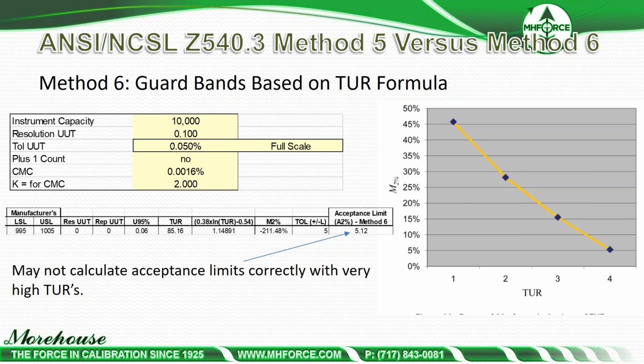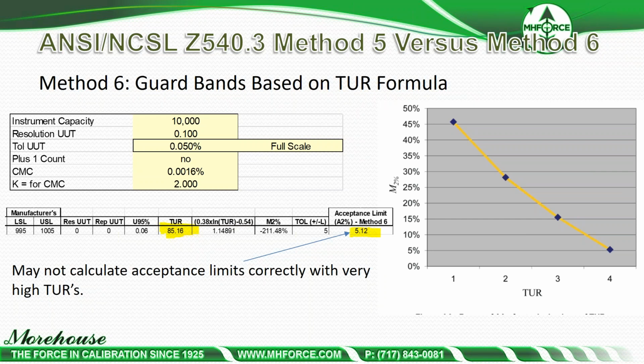The problem with method 6 is you need to alter the formula a little bit. It does not work with TURs that are above 4.5. When you stick a TUR of above 4.5 in here, basically what happens is this formula allows the acceptance limit to go beyond the specified tolerance.